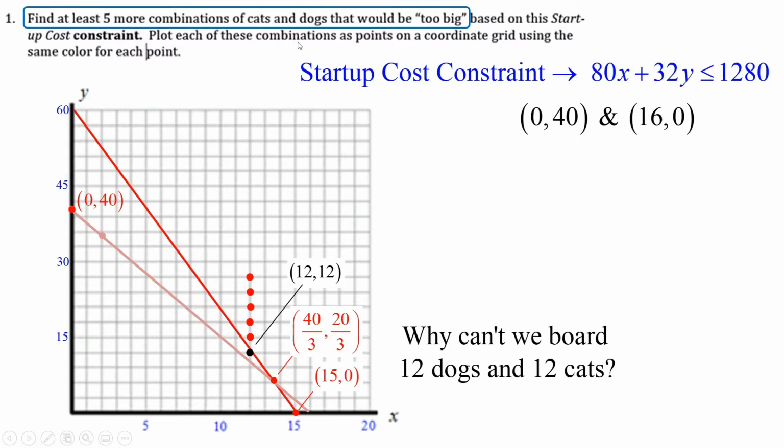So plot each of these combinations as points on the coordinate grid. There they are in red right there, using the same color for each point. So let's label those then. Notice the x-coordinate for each of those red points is the same. And now let's just list our y-coordinates. The y-coordinate of this first point is 15, and we're going up by 3, so that would be 18, 21, 24, and 27. And there's number 1.